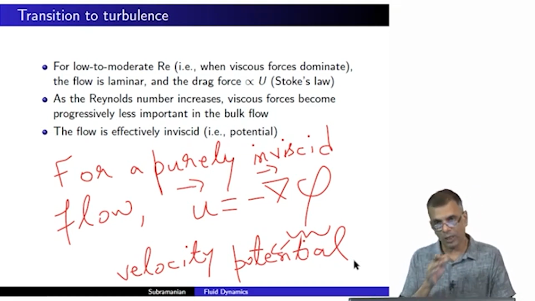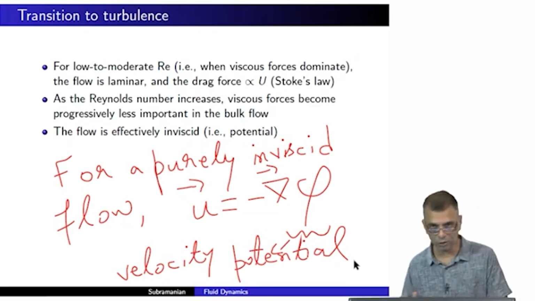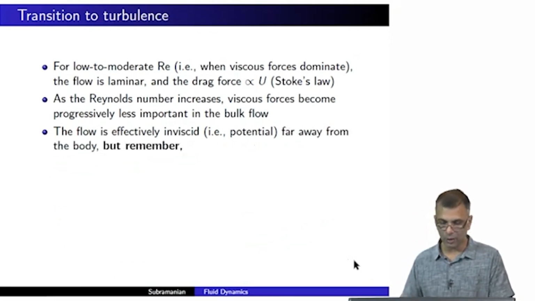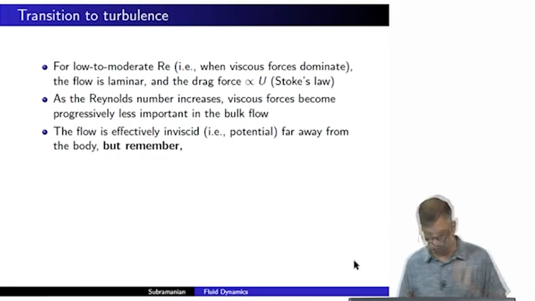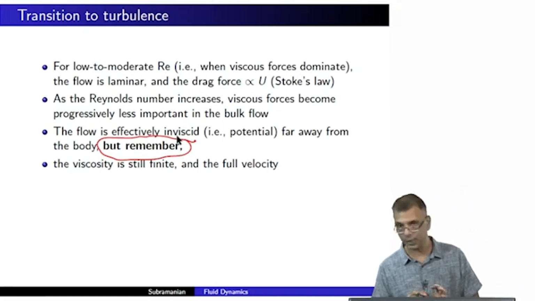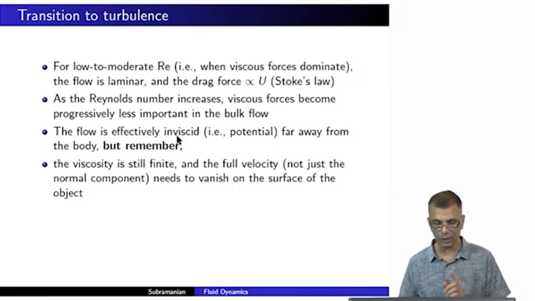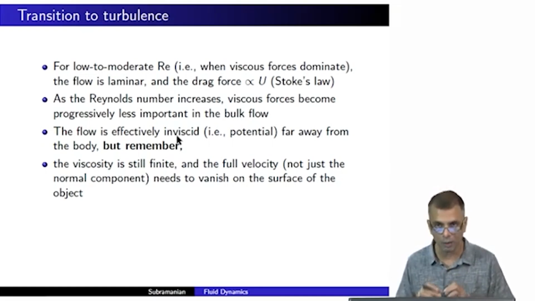So the flow is effectively inviscid, in other words, potential. You can see this by looking at the Euler equation, which does not include the viscosity. You can think of the Euler equation as the Navier-Stokes equation minus the viscous term. That's essentially what it is, right? So the flow is effectively potential far away from the body, in the bulk flow, not near. But remember, and this is in boldface, it's a very important statement, the viscosity is still finite. It's not technically zero, and the full velocity, and not just the normal component, needs to vanish on the surface of the object.